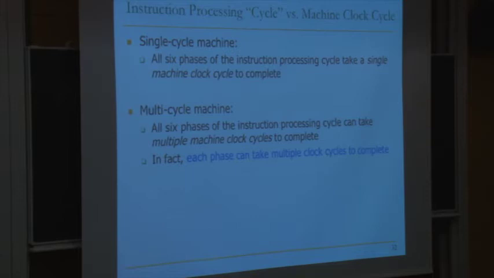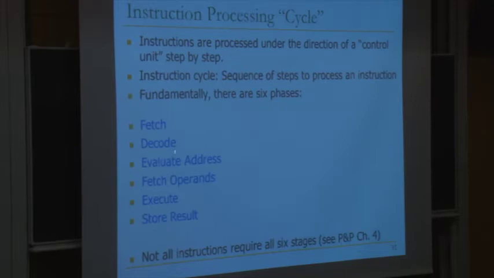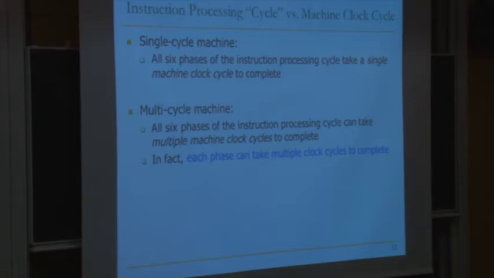Another way of thinking about it: in a single cycle machine, all six phases of the instruction processing cycle take a single machine clock cycle to execute. Whereas in a multi-cycle machine, all six phases can take multiple machine clock cycles to execute. In fact, each phase can take multiple clock cycles to complete. And we will see this when we talk about microprogrammed implementation of the LC-3b. You'll see that fetch takes many clock cycles to complete while you're accessing memory, and memory can be hundreds of clock cycles compared to the processor clock cycles.